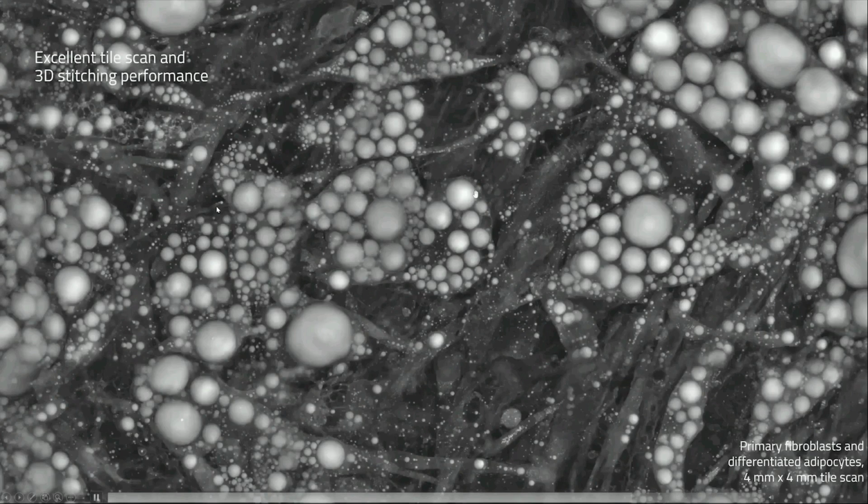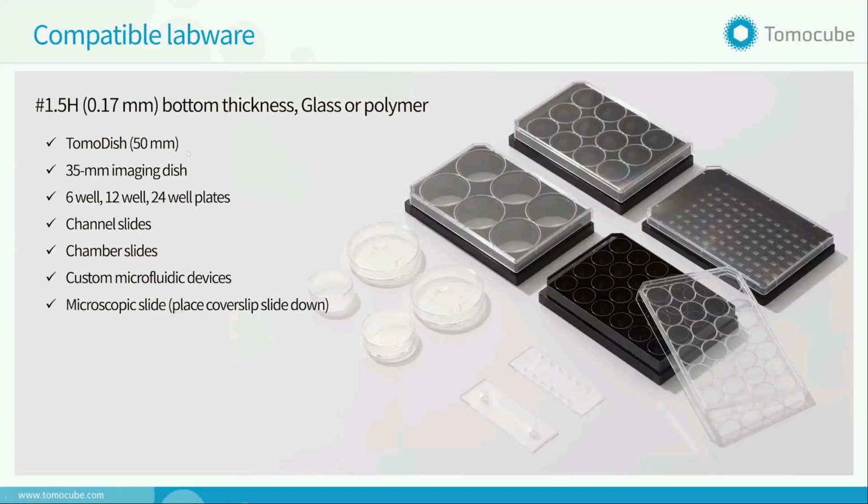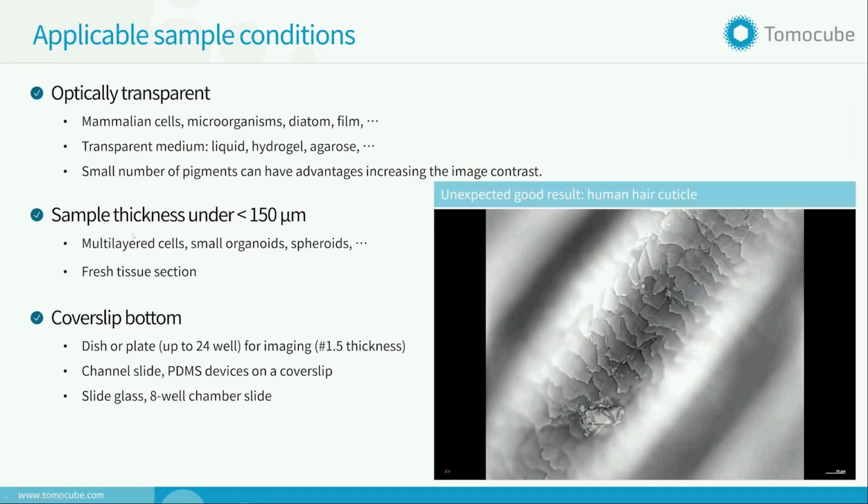And there are several compatible labwares. You can use commercially available multi-well plates up to 24 wells. And as long as you have a 1.5H bottom thickness, glass or polymer, you can use various types of compatible labware, including microfluidic devices and microscope slides, and so on. Regarding sample preparation and conditions, as long as samples are optically transparent and the thickness is around 150 micrometers, you can measure using the HT system.